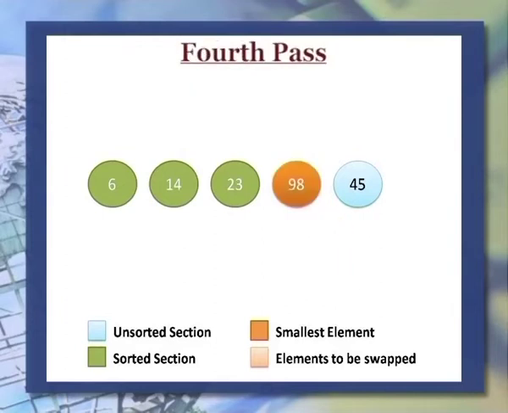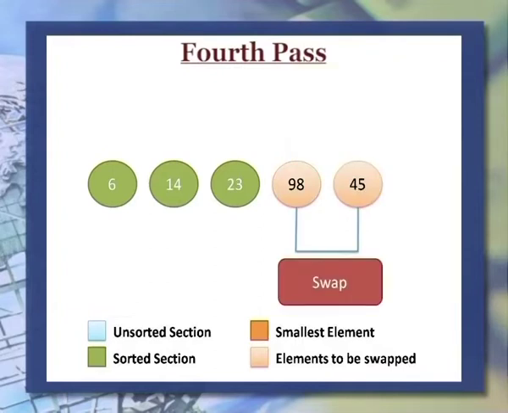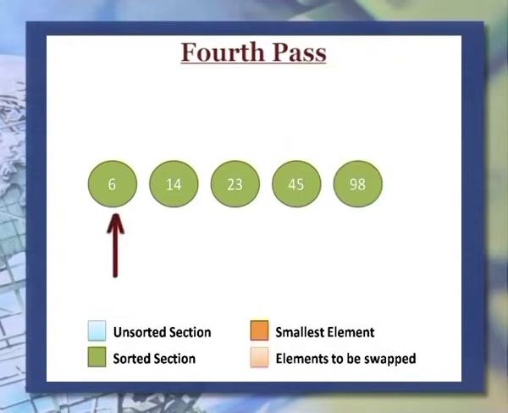In the fourth and last pass, we only need a single comparison to find the smaller of the 2 remaining elements in the unsorted section, 98 and 45. As 45 is smaller of the 2, it is swapped with 98 and the final array is 6, 14, 23, 45 and 98. The list of numbers is sorted and the selection sort algorithm is now complete. As can be seen, there have been a total of 10 comparisons and 4 swaps made by the algorithm.